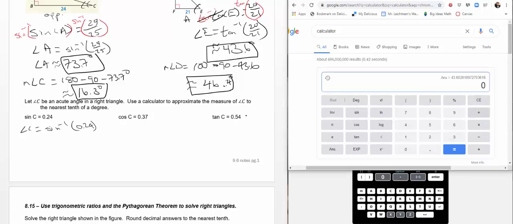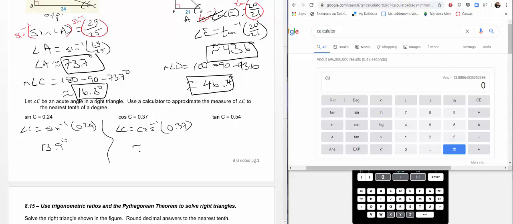On my Google calculator here that's already pulled up, I can do inverse sine of 0.24, hit enter, and that works out to be, to the nearest tenth of a degree, the tenth place is the first decimal place, about 13.9 degrees. Cosine of 0.37, so angle C is the inverse cosine of 0.37, which is about 68.3.